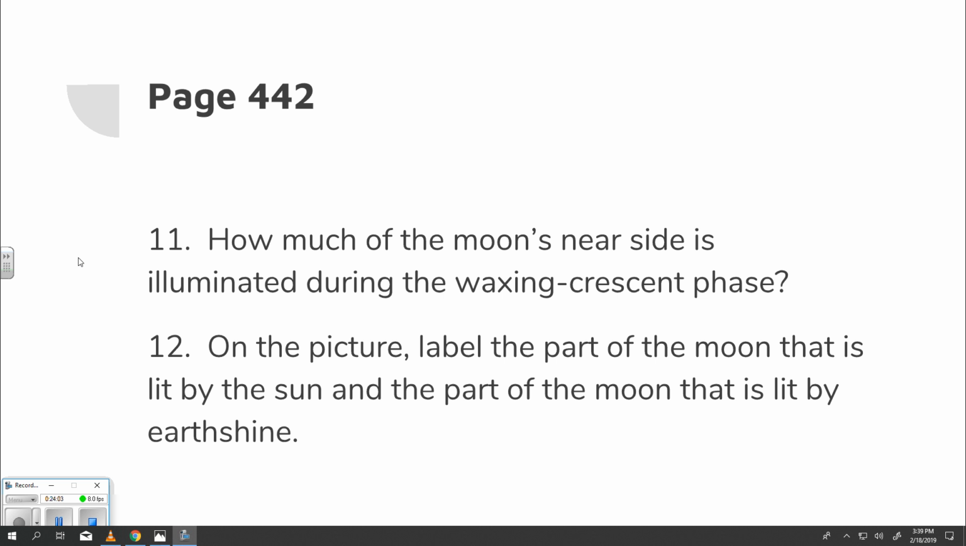After the first quarter moon, the lighted part of the moon's near side is larger than a semicircle and still growing. This phase is called the waxing gibbous phase. The lighted part of the moon continues to increase until it appears as a full circle, the full moon.